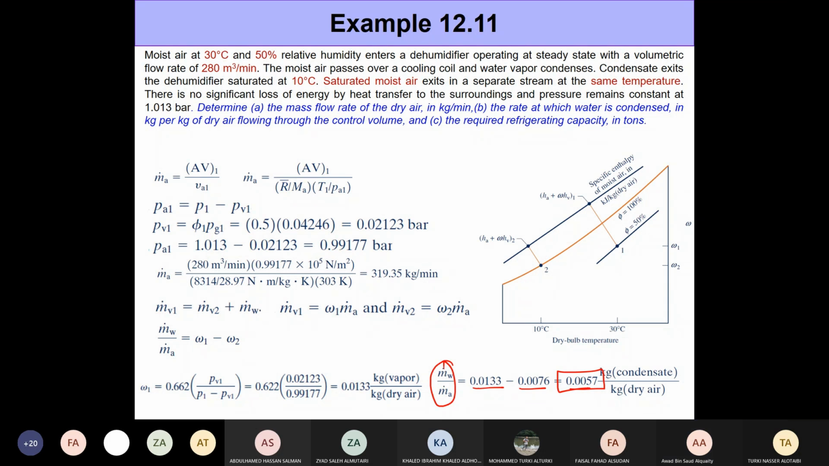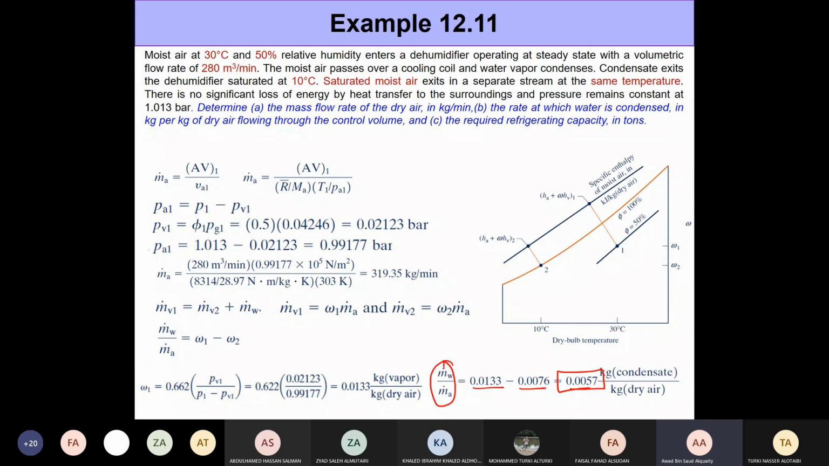Doctor, is it possible to find omegas from the chart? Excellent point. I was going to discuss that as well. So in this question, there's no mention of the chart. So if there's no mention of the chart, you have to solve it using these formulations.